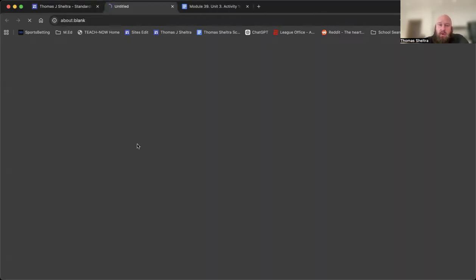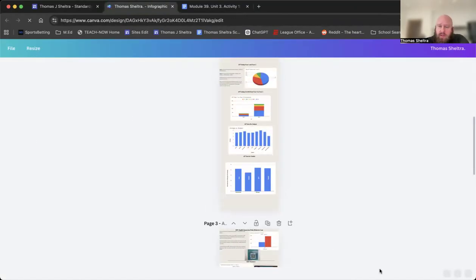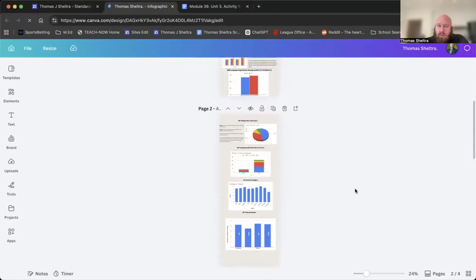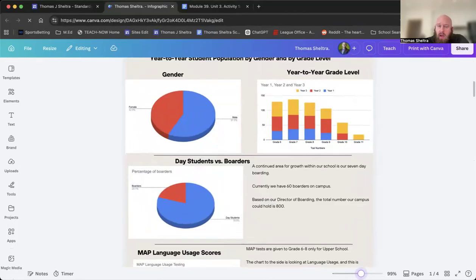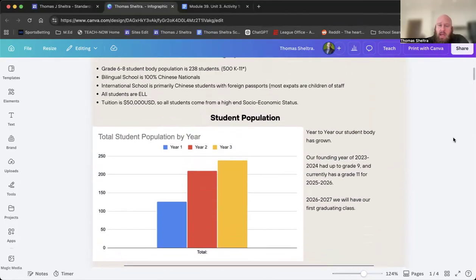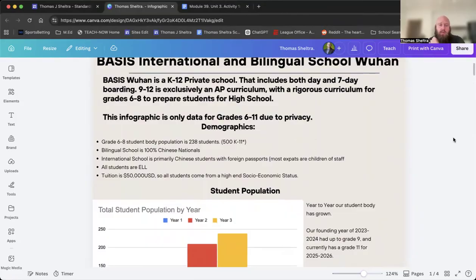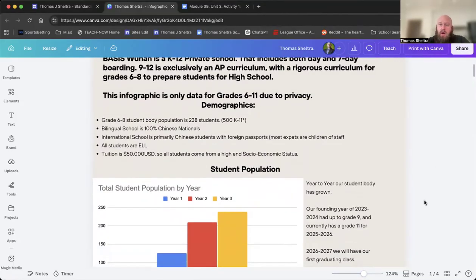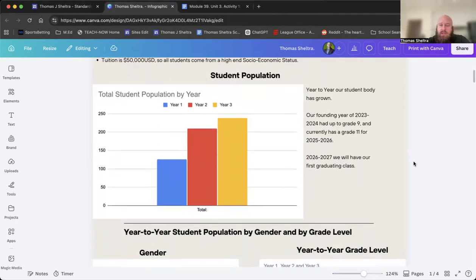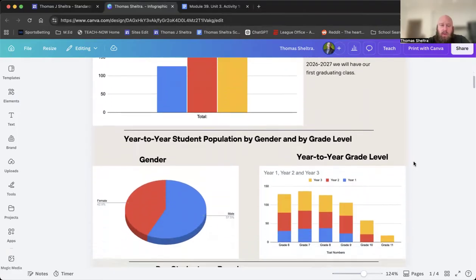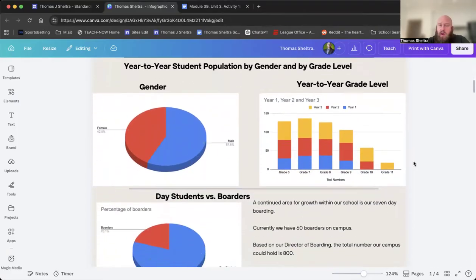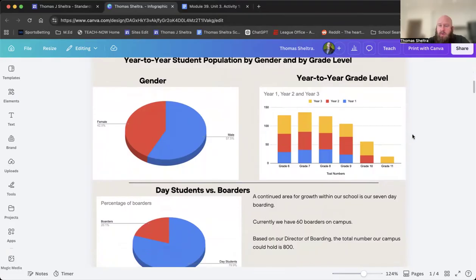So the first thing I'd like to show you is just a breakdown of our school demographics. This fits into standards one and two. Obviously, we're looking at the community as a whole, but it also gives you a breakdown of who we are as a school. We are dealing with students that come from a higher socioeconomic background. Essentially, all of our students are ELL in one form or another. And you can see that we're growing as a school year to year. The breakdown gender-wise, and then also our year-to-year grade level.